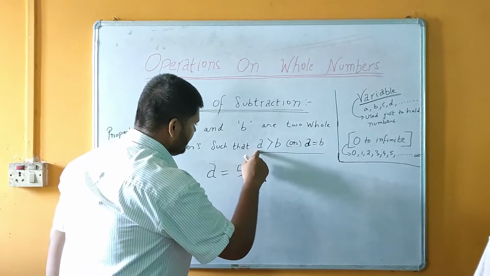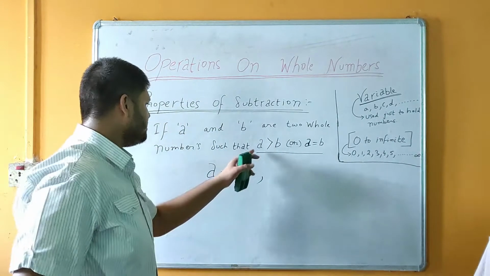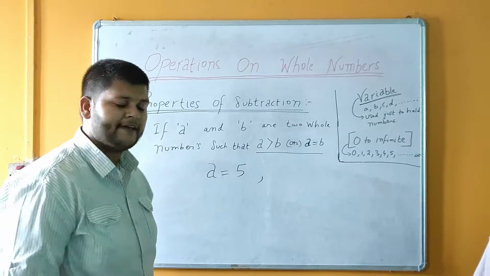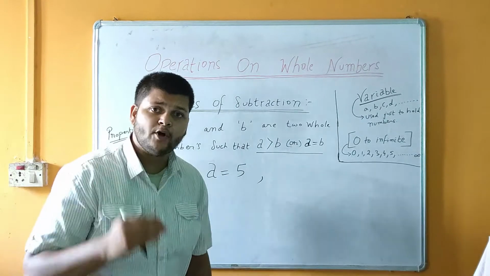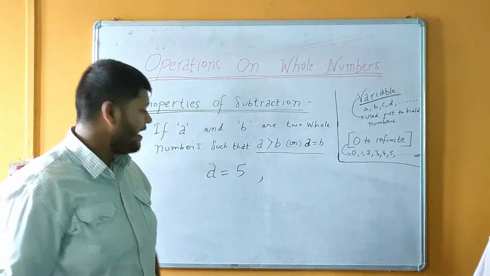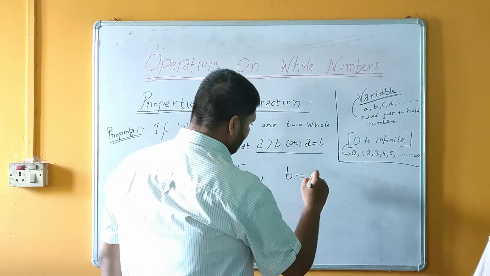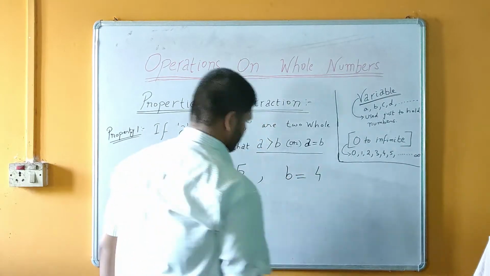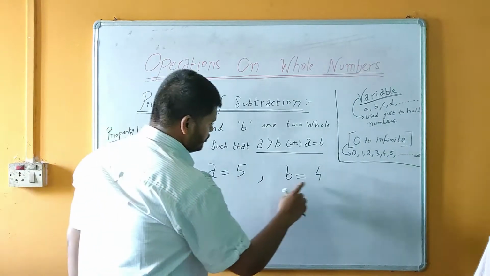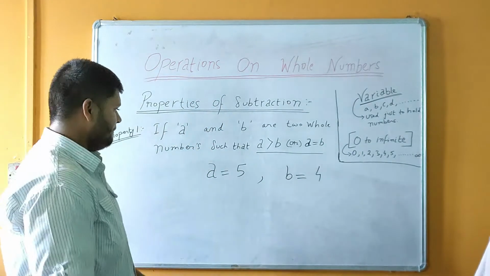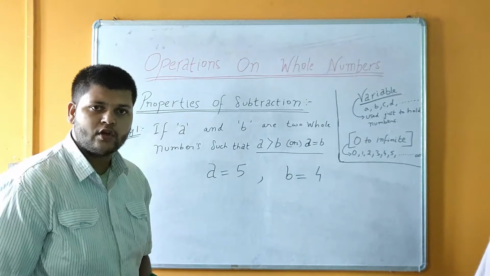So here it is telling A greater than B. That means we have written A equal to 5. Then what will be B? B will be obviously less than 5. So it can be either 4, 3, 2, 1, anything. Okay. So I am taking 4. So these are two whole numbers. Okay. A and B are two whole numbers.